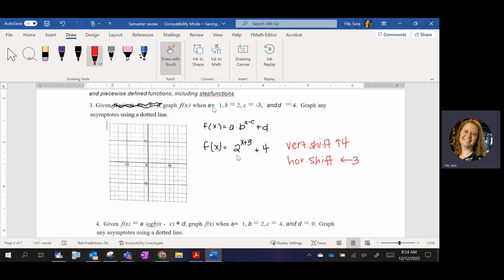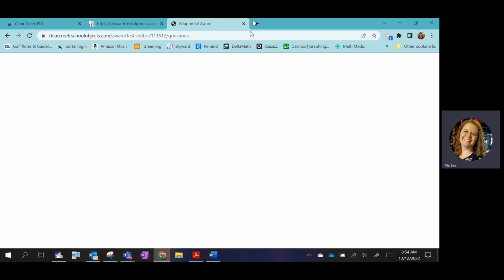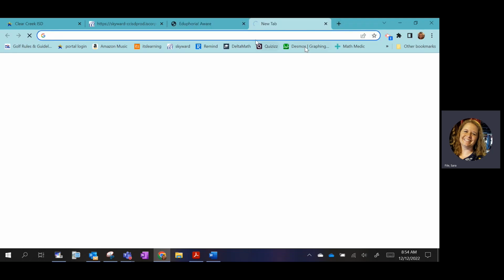So we're starting with the parent function of 2 to the power of x. We have a couple of ways to do this. By hand, you could make a table. You could plug in, say, if x is 1, that's 4. So 2 to the power of 4, calculate that, add 4, and that's my y value. And I would then plot that point, and I could keep inputting x values. But I don't have to do this by hand because on this test, I get a full-fledged graphing calculator.